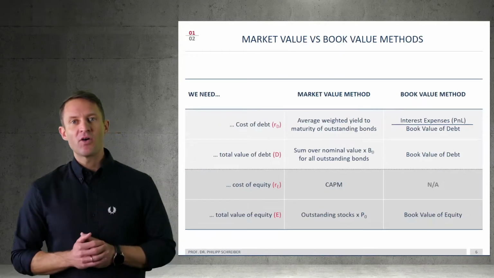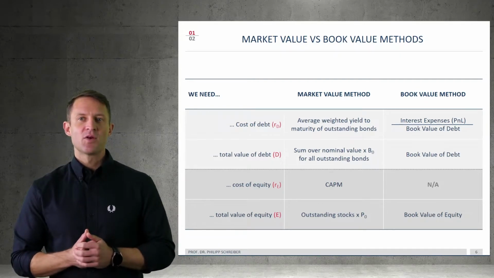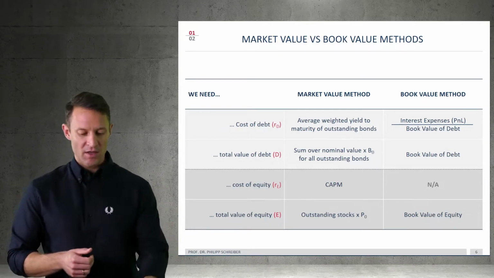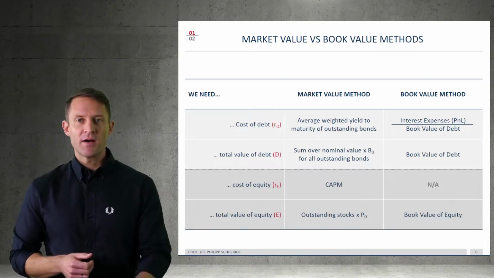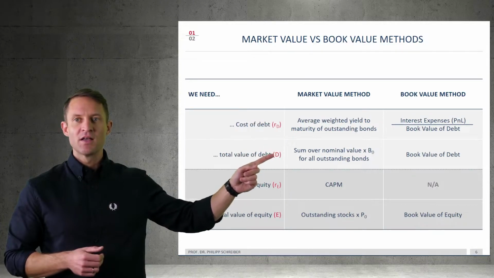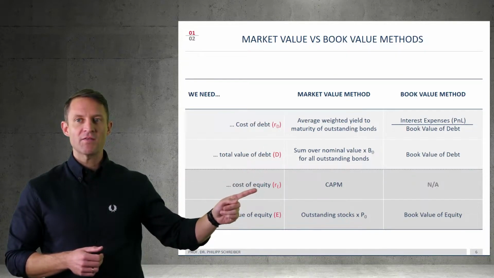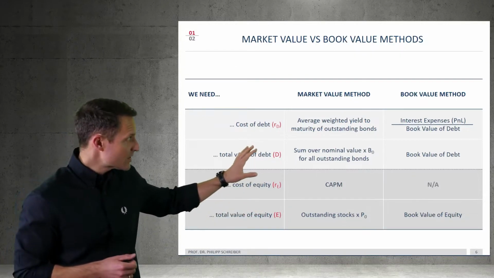And let's now look at the input factors. So what do we need? We have this in the first column here. We need different numbers. We need the cost of debt, RD. We need the value or the total value of debt, D, the cost of equity and the cost of debt. So this is what we need.